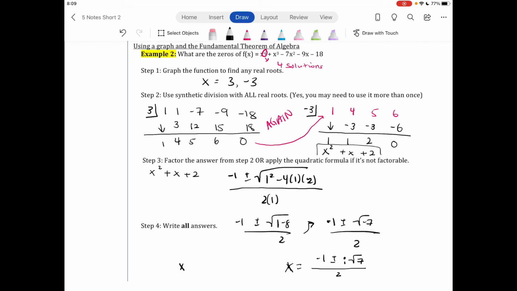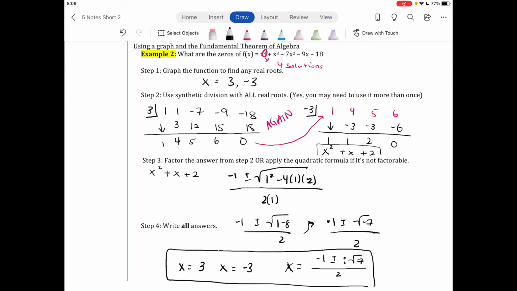But we also know from the very beginning that we have 2 real solutions. x is equal to 3 and x is equal to negative 3. So here are all 4 of the solutions to this polynomial. And we were looking for 4 solutions, so we found what we were aiming for.